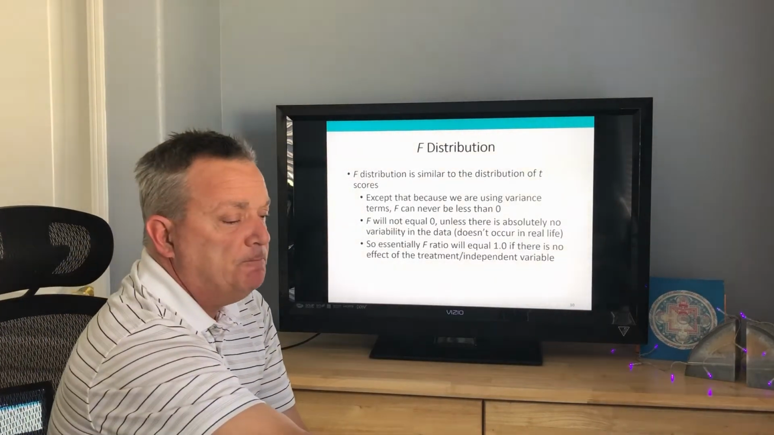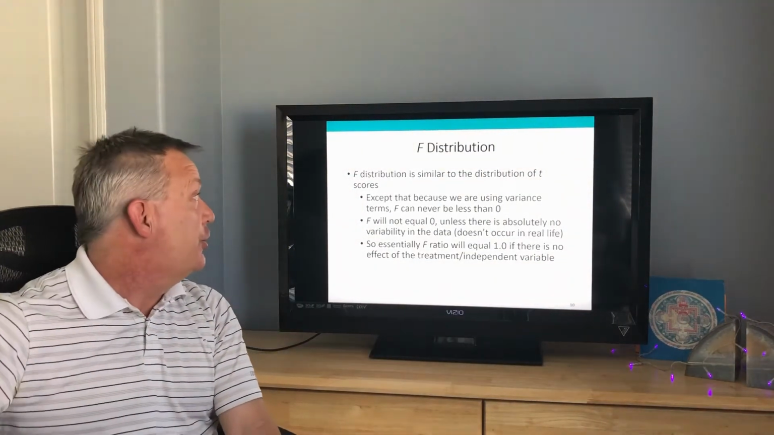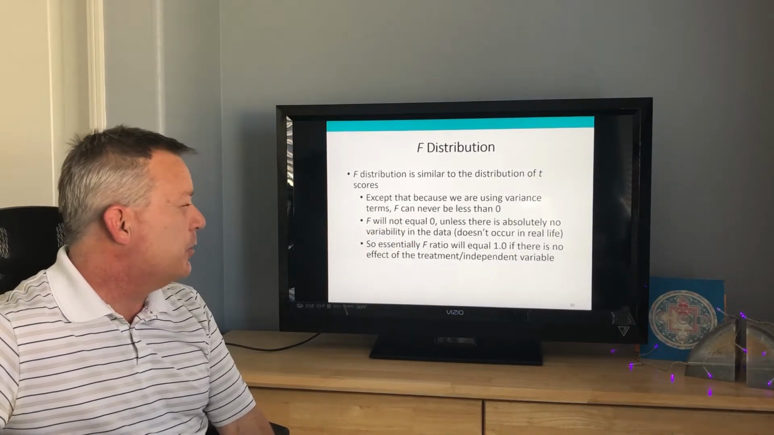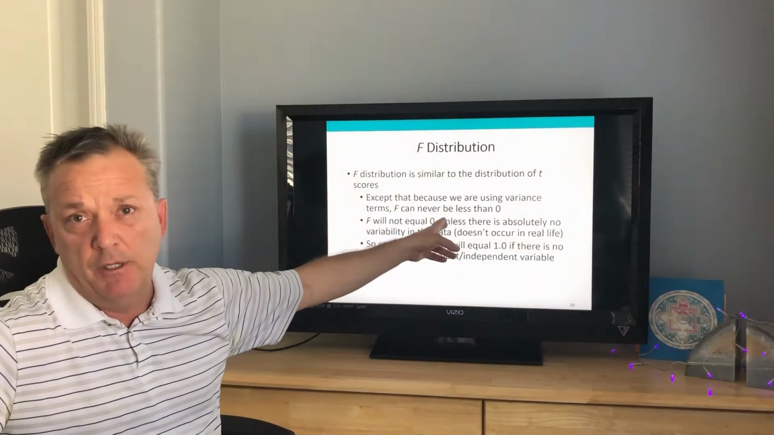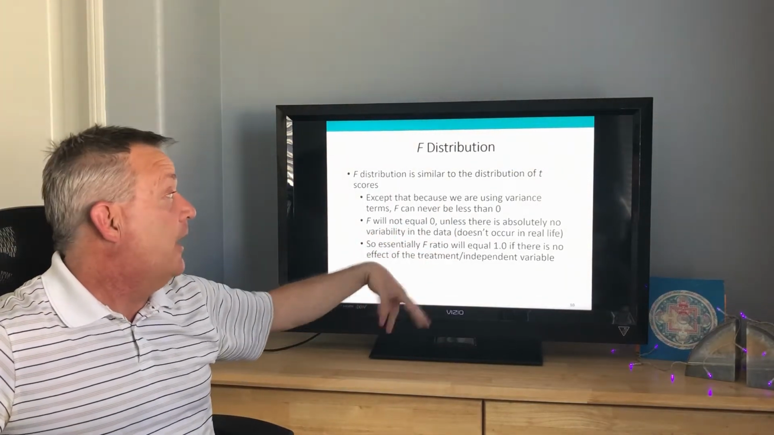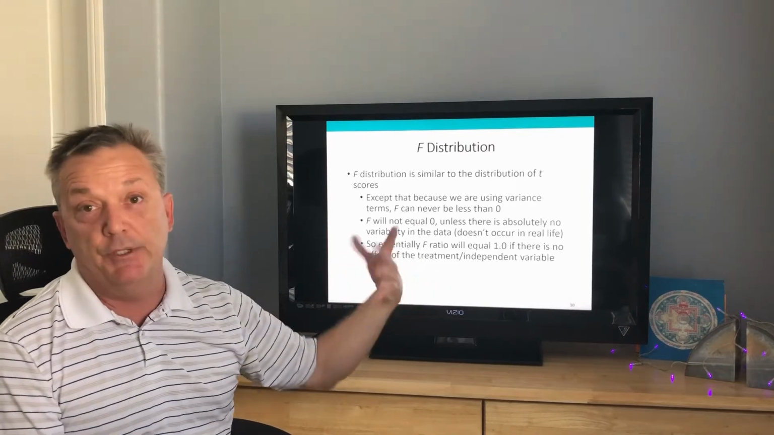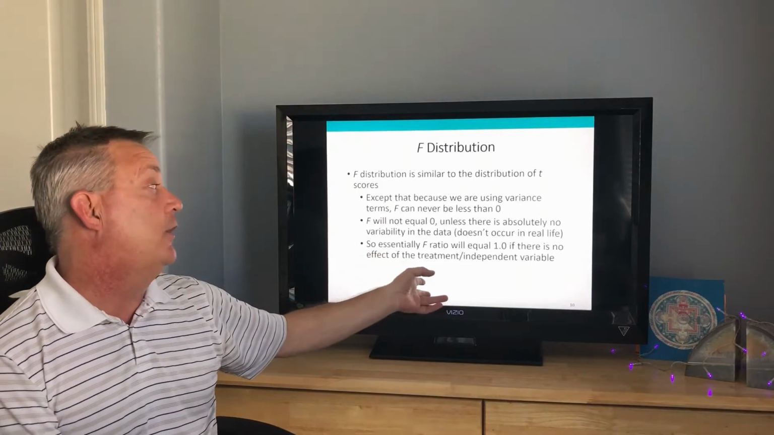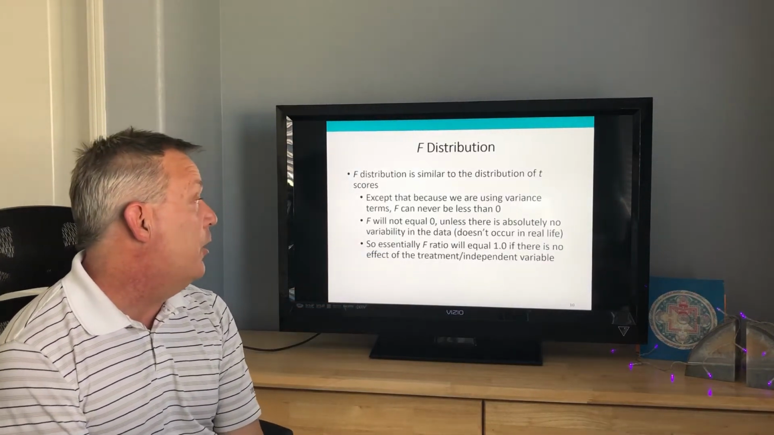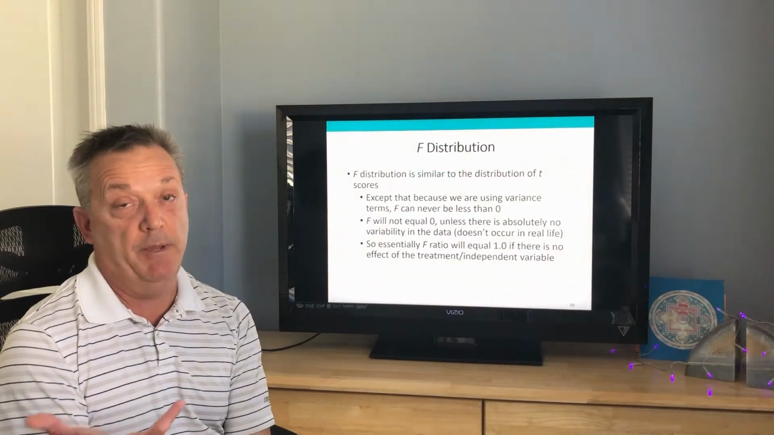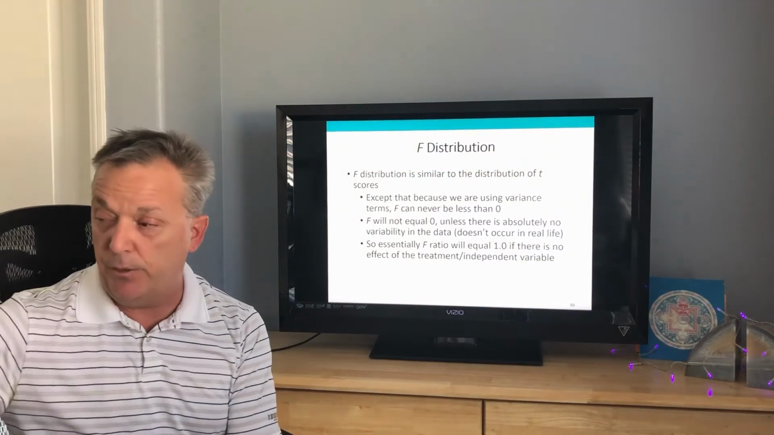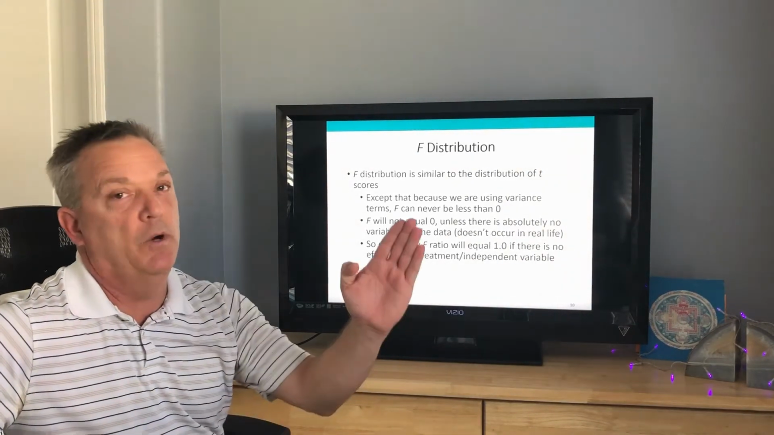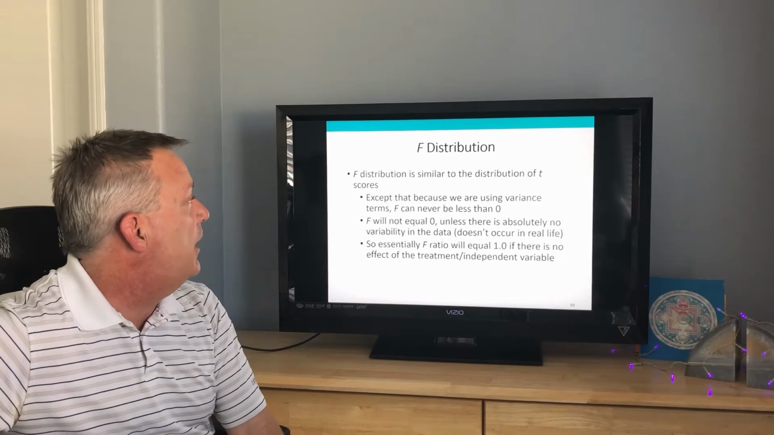F distribution, we're just talking about the way that it's shaped. It's similar to the distribution of t-scores, except because we're using variance terms, F can never be less than 0. F will not equal 0 unless there's absolutely no variability in the data, and that doesn't occur in real life. So essentially the F ratio will equal 1.0 if there is no effect of the treatment or independent variable. So think of 1.0 as 0. But it's not, right? So the starting point is 1.0, that's basically what this slide means.